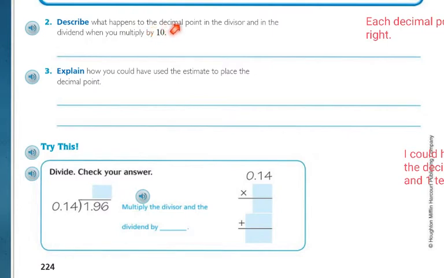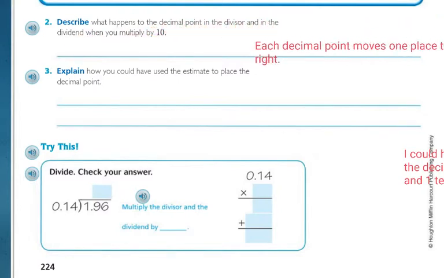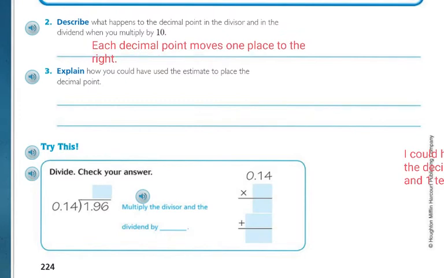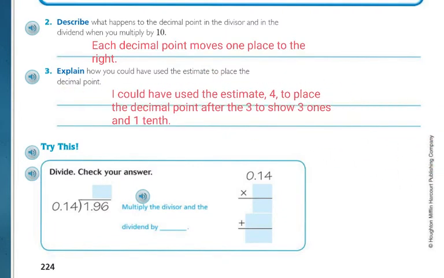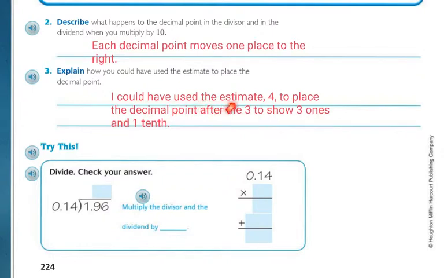So describe what happens to the decimal point in the divisor and in the dividend when you multiply by 10. Well, each decimal point moves 1 place to the right. Explain how you would have used the estimate to place the decimal point. Well, I could have used the estimate 4, right, to place the decimal point right after the 3 to show that there are 3 ones and 1 tenth.